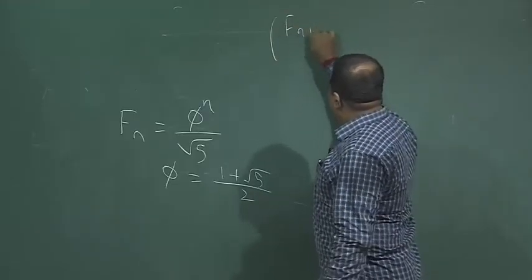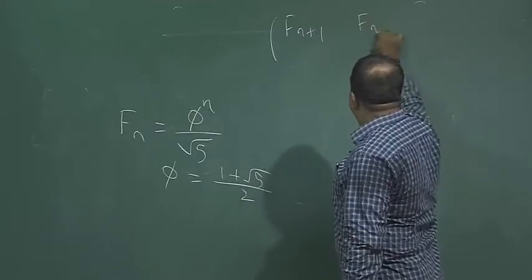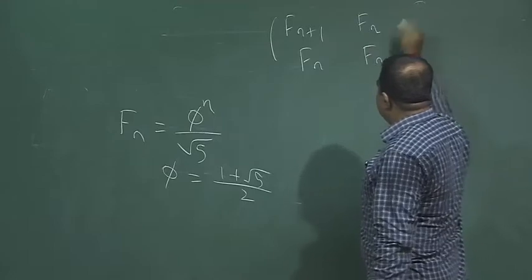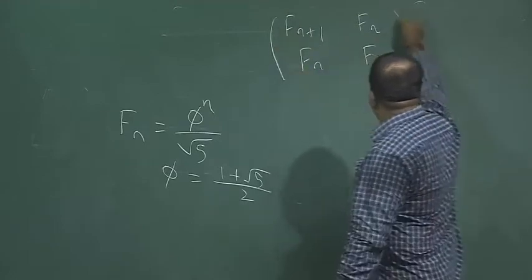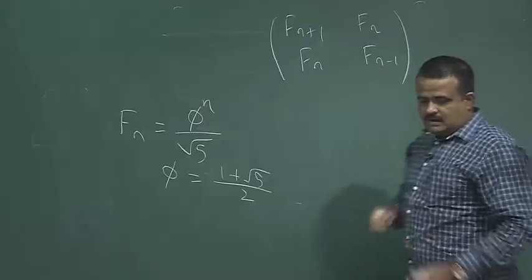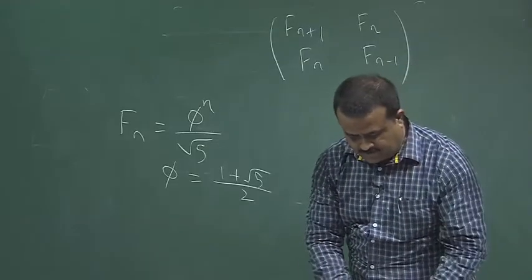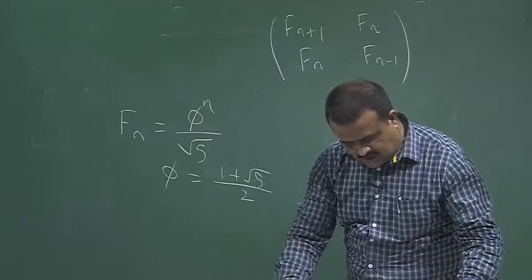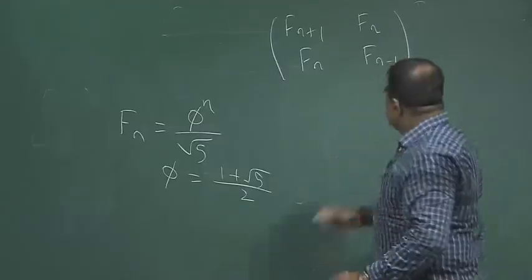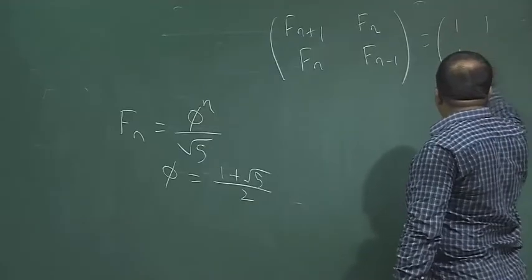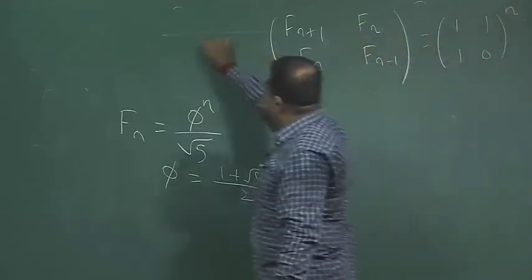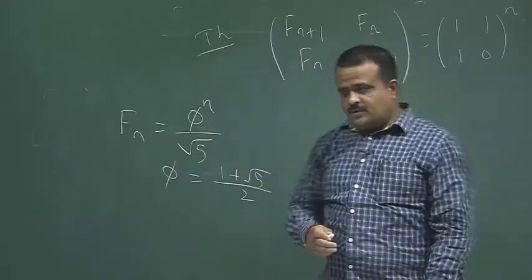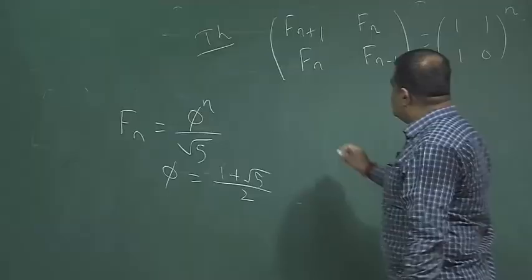So, [F(n+1), F(n); F(n), F(n-1)] can be written as [1 1; 1 0] to the power n. This is a theorem where F(n) denotes the nth Fibonacci number. We can easily prove this theorem by induction.